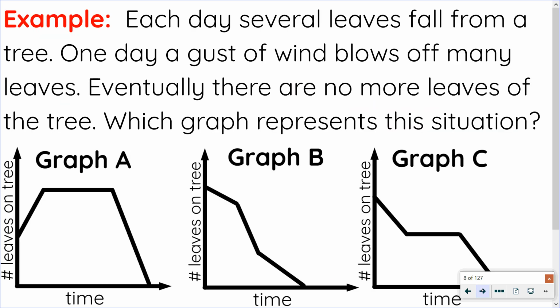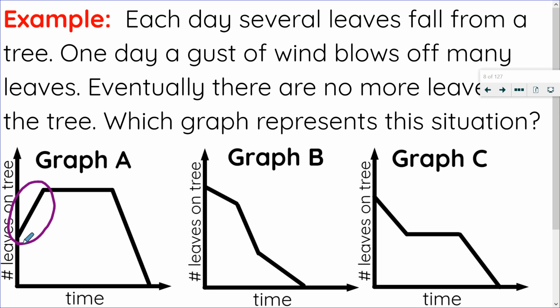So now that we've talked about different ways of expressing a relation, let's look at graphing a little bit more closely. So in this example here, each day several leaves fall from a tree. One day a gust of wind blows off many leaves, and eventually there are no more leaves left on the tree. Which graph represents this situation? So you can see in this graph here, we're looking at the number of leaves in the tree versus time. So let's see, we have leaves that are falling from the tree. So we start with some leaves and then they start to fall from the tree. So this one here shows that the number of leaves is increasing. That doesn't make any sense. So I know it's not graph A.